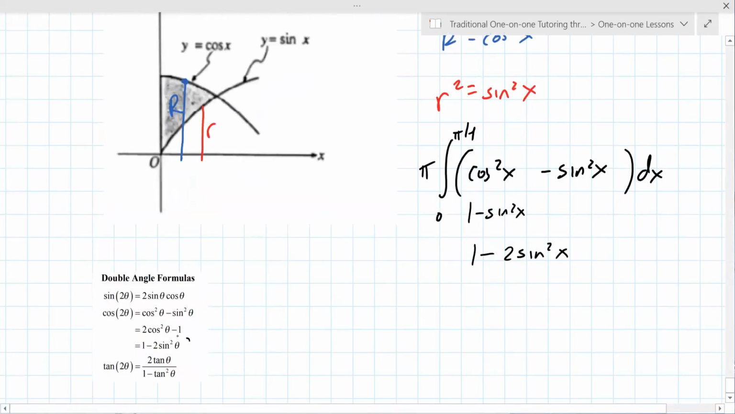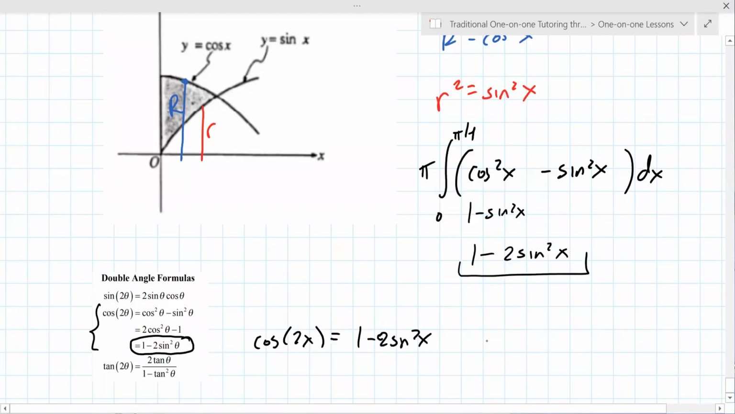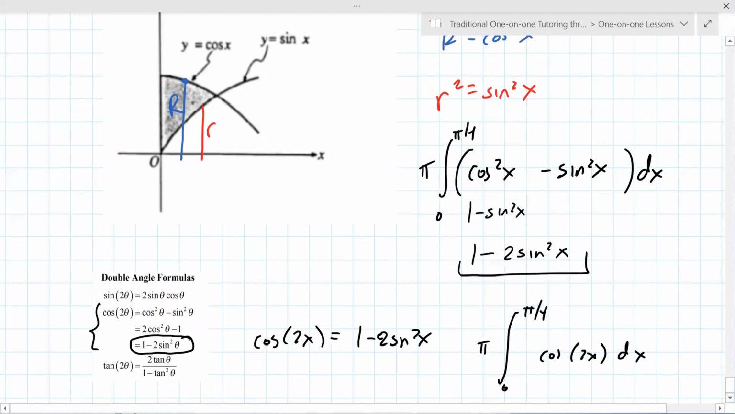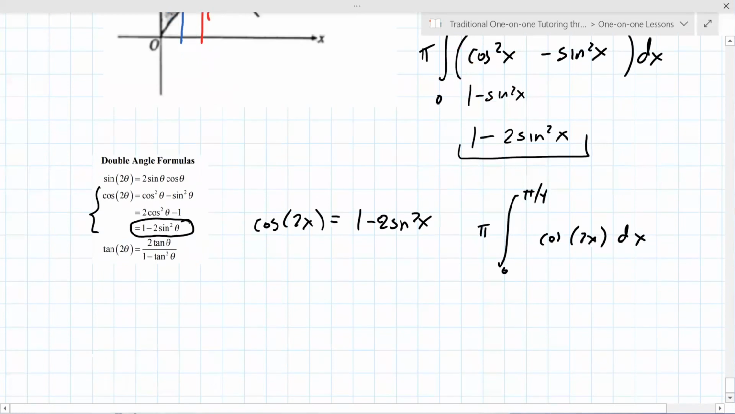So see this last one here? Of the 3 cosine. So cosine 2x equals 1 minus 2 sine squared x, which is exactly what you have here. So it's pi integral 0 to pi over 4 cosine 2x dx, which is, I mean, I don't know. Do you think that's reasonable? It's a little much, but you never know. You could throw anything at you. So, you know, you got to know all of your trig from previous years.